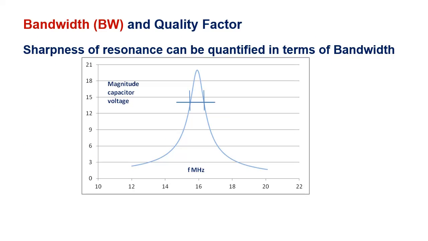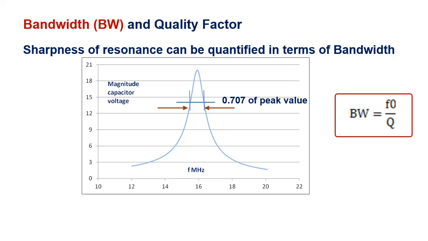The sharpness of resonance can be quantified in terms of the bandwidth. We determine 2 points on either side of the peak frequency where the magnitude is 0.707 times the peak value. The difference between these two frequencies is the bandwidth. The bandwidth is related to the natural frequency and quality factor by the equation shown. For our example, the bandwidth is thus calculated to be 0.8 MHz. You are encouraged to verify it, and also investigate how bandwidth changes with Q factor.